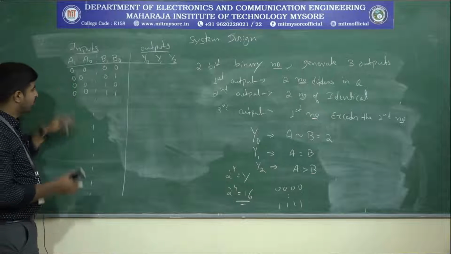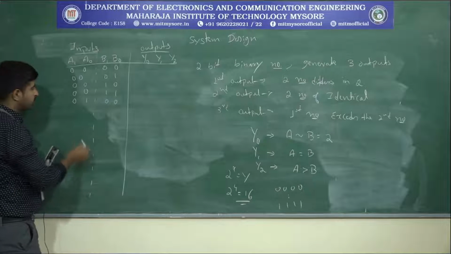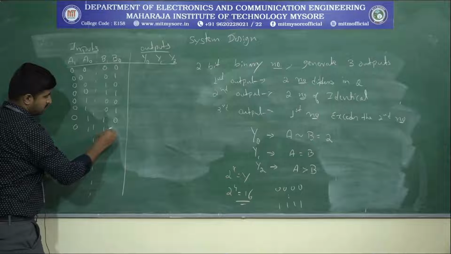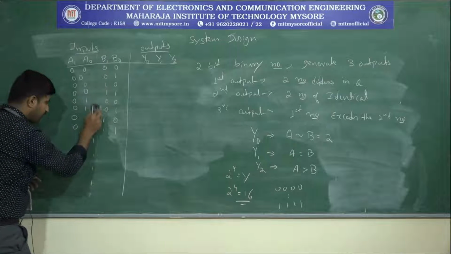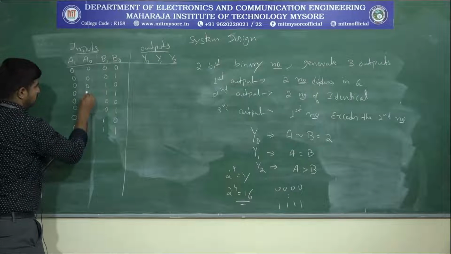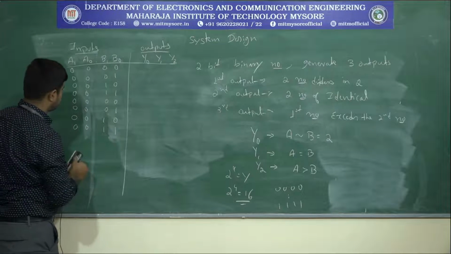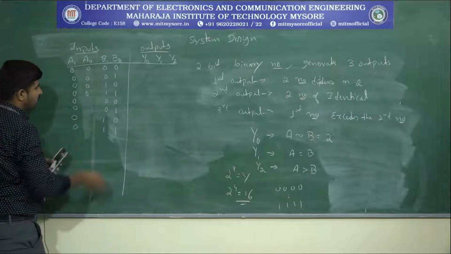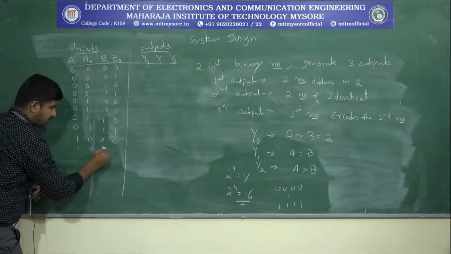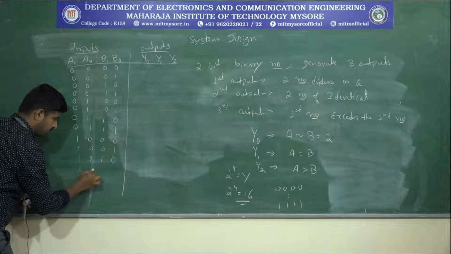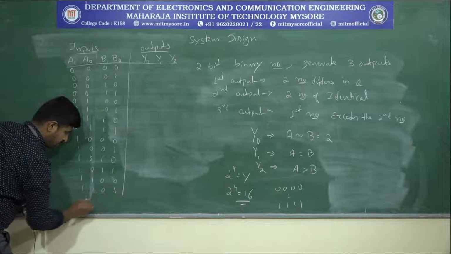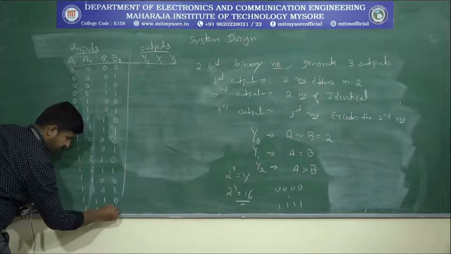0, 1, 2, 3, 4, 5, 6, 7. I am going to erase this line so that we don't have any confusion. Okay. 3, 4, 5, 6, 7, 8, 9, 10, 11, 12, 13, 14, and the 15.